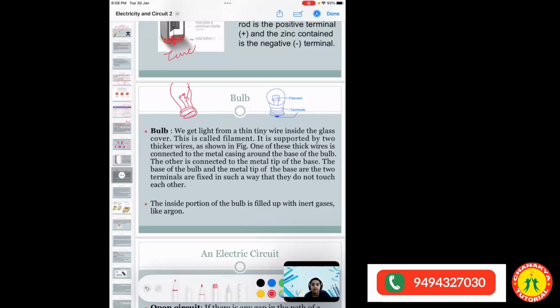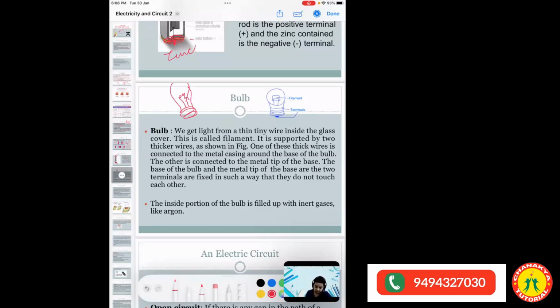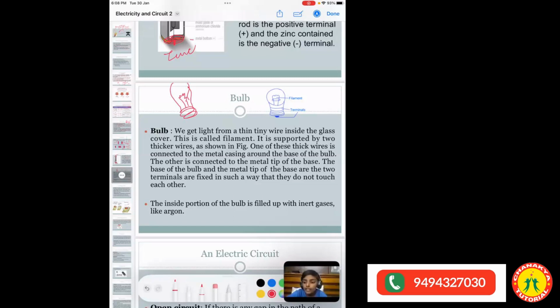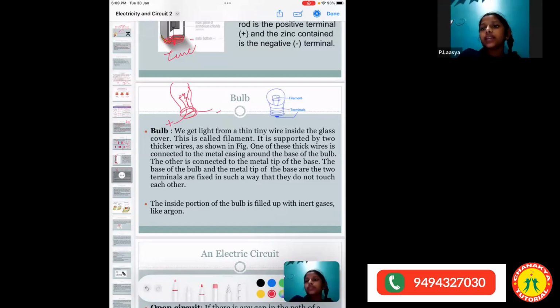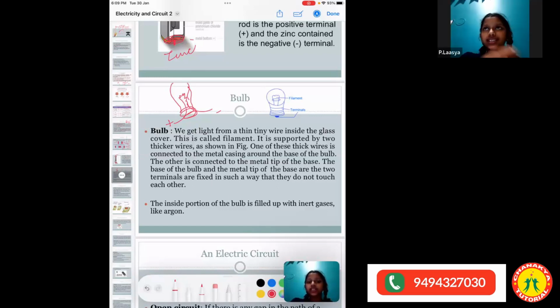The filament is attached to two bigger wires. If the filament breaks, the bulb will not glow. It is made up of tungsten, and one end of this is connected to the positive terminal, and one end will be connected to the negative terminal. One to the metal clip and one to the metal case. What's the meaning of tungsten, ma'am?